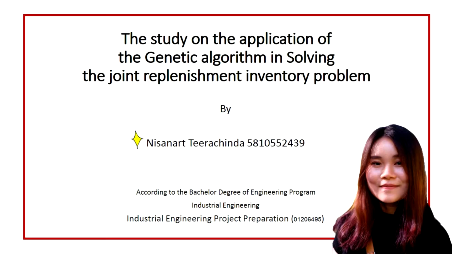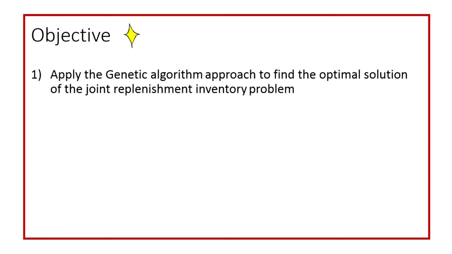Today, I will present my topic, the study on the application of genetic algorithm in solving the joint replenishment inventory problem. Let's start with the objective. The objective is applying the genetic algorithm approach to find the optimal solution of the joint replenishment inventory problem.